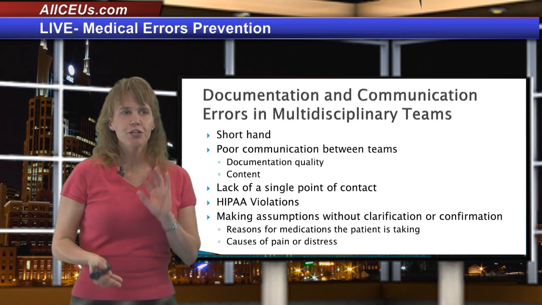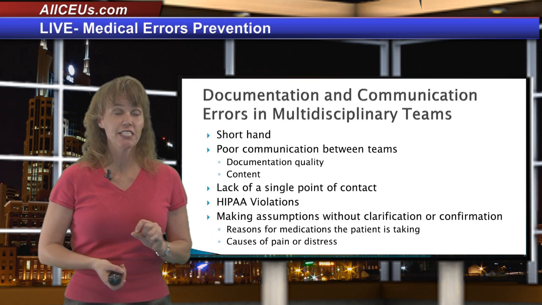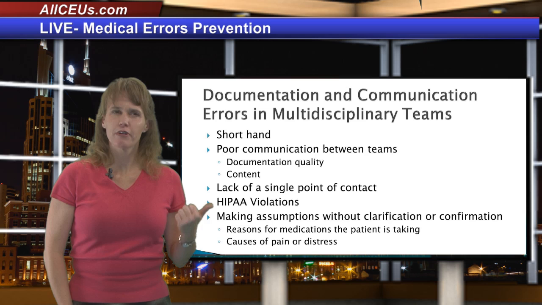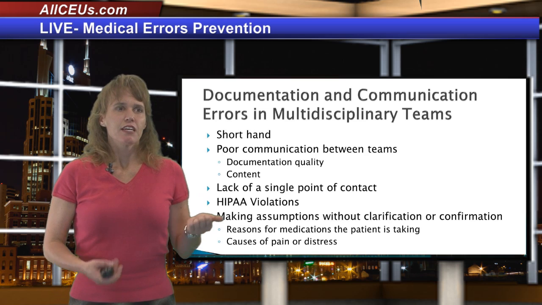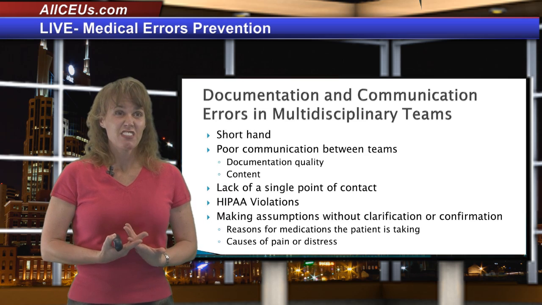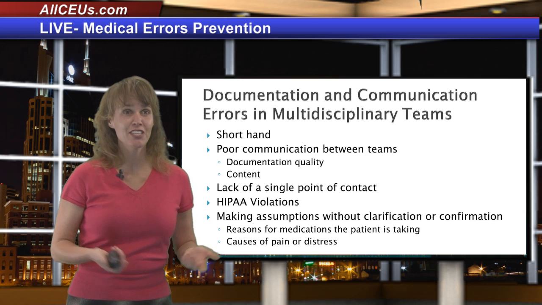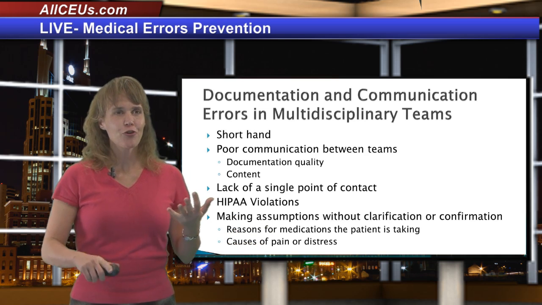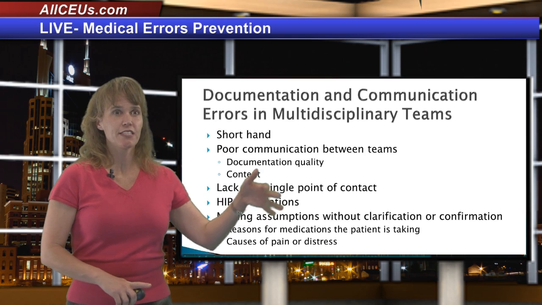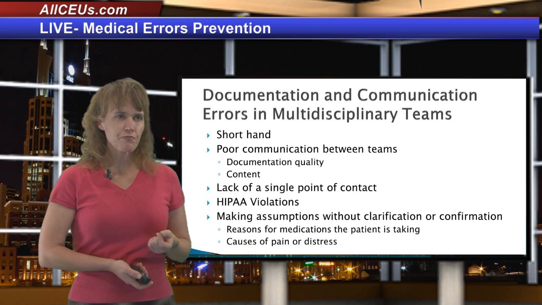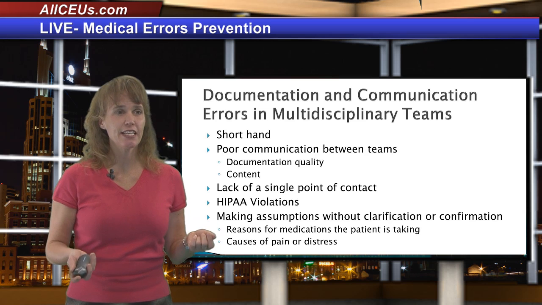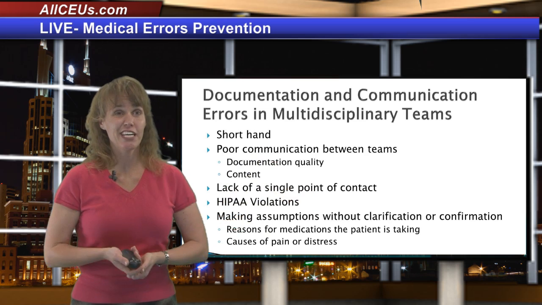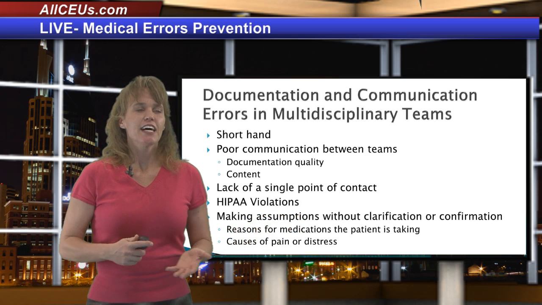So documentation and communication errors in multidisciplinary teams are many. Shorthand and really bad handwriting. If the notes are illegible or unintelligible, then they're useless. So try not to use shorthand, or at least use shorthand that everybody on the team understands. Poor communication between teams can be a result of documentation quality. Having crappy documentation leads to crappy communication.